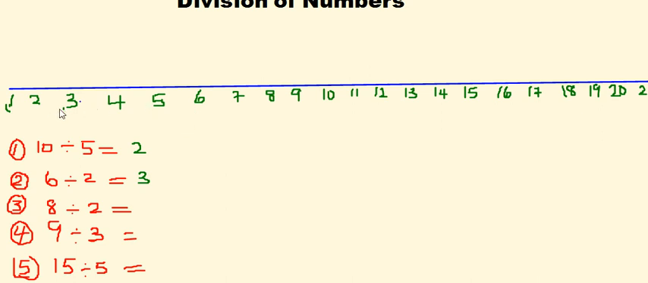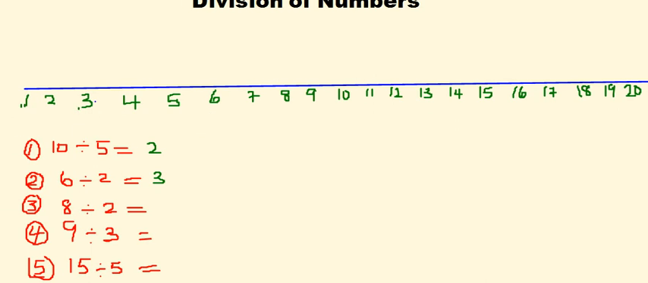Another one is 8 divided by 2. How many 2s can we get from 8? 1, 2, the first one. 1, 2, 1, 2, 1, 2. How many 2s so far? 1, 2, 3, 4. That's 4. So 8 divided by 2 equals 4.